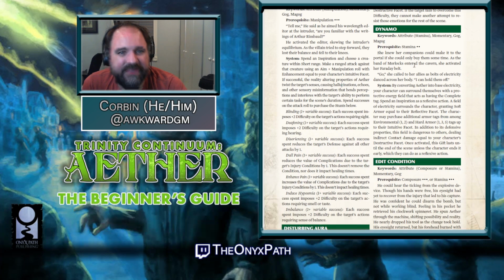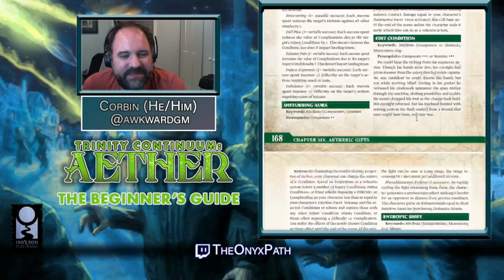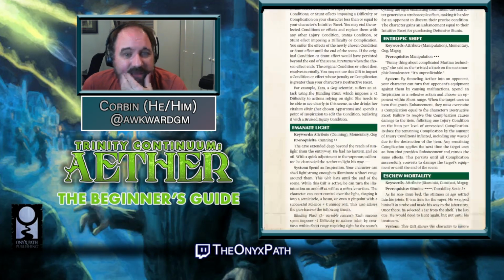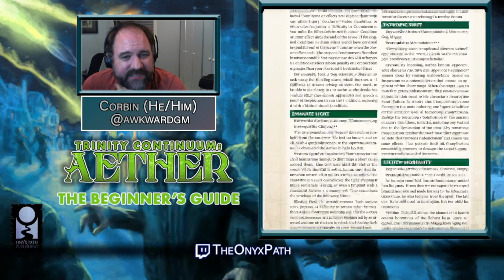Dynamo. By converting Aether into basic electricity, you can surround yourself in an energy field. Gives me some special armor. Anthropic Shift. I can turn an opponent's own equipment against them to inflict injuries.